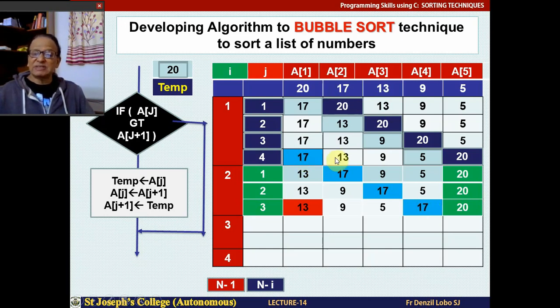So 17 is greater than 13, I swap therefore. Then 17 is greater than 9, I swap therefore. And 17 is greater than 5, I swap. Therefore, this has gone to its position.